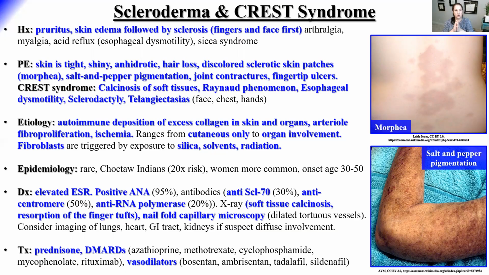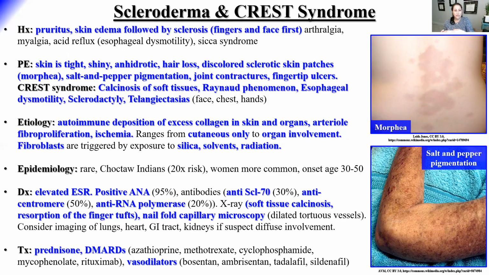CREST syndrome, C-R-E-S-T, stands for calcinosis of the soft tissue, Raynaud phenomenon, esophageal dysmotility, sclerodactyly, and telangiectasias that most commonly occur on the face, the chest, and the hands. We know with this that it has a very big range in the severity of the symptoms. So this can range from cutaneous only all the way into organ involvement.